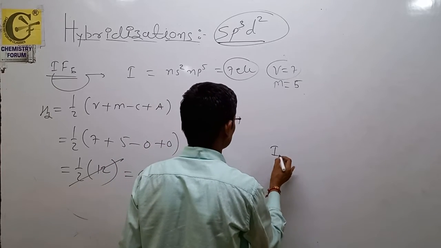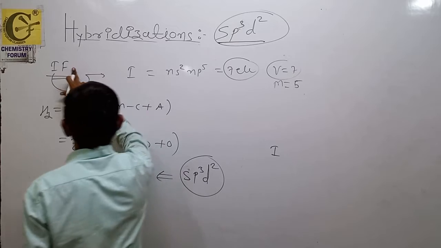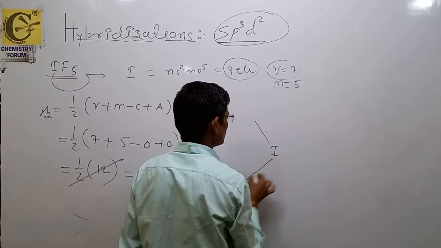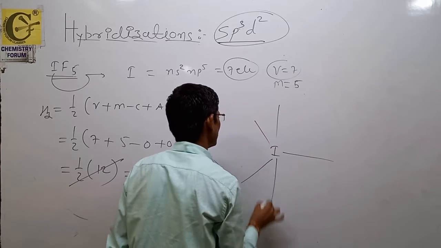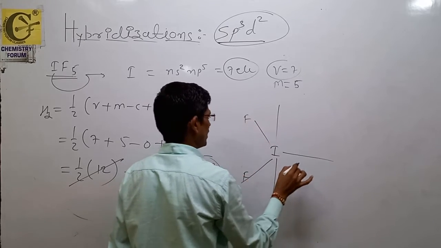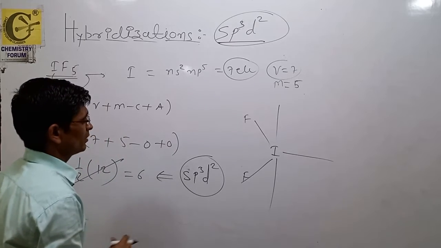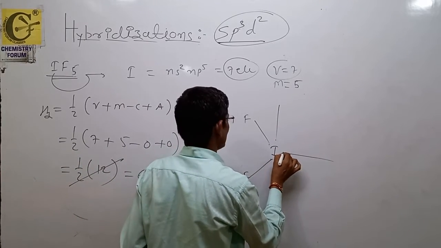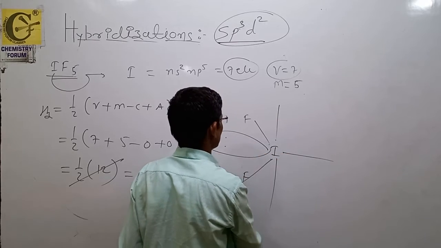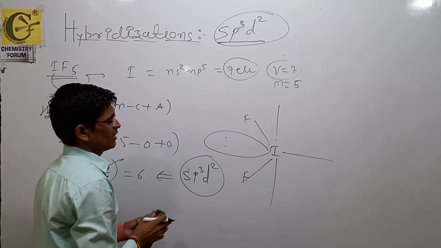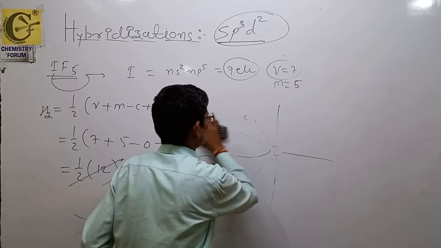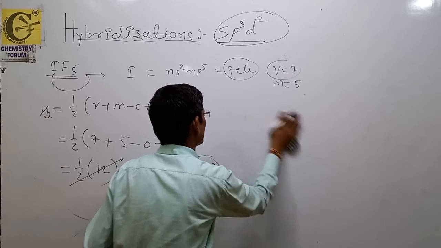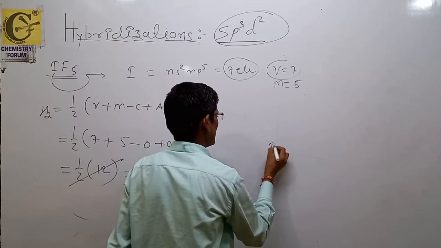Total fluorine atoms, here we discuss IF5. So we are having IF5: 1, 2, 3, 4, 5 atoms, and another one. The total number of electrons in this type of molecule, it is not trigonal bipyramidal or trigonal pyramidal, but it possesses an iodine atom here.